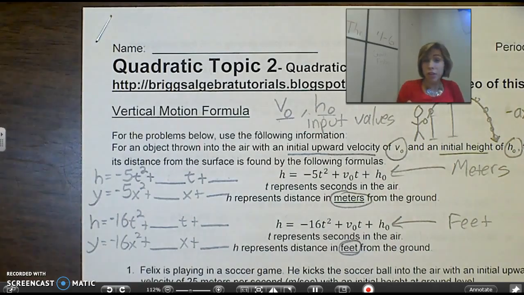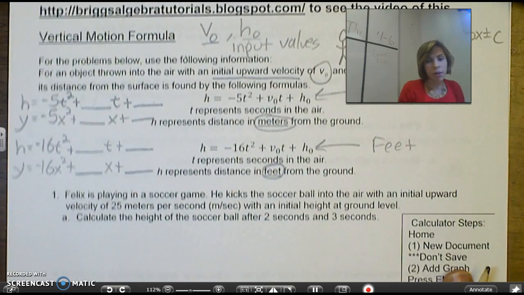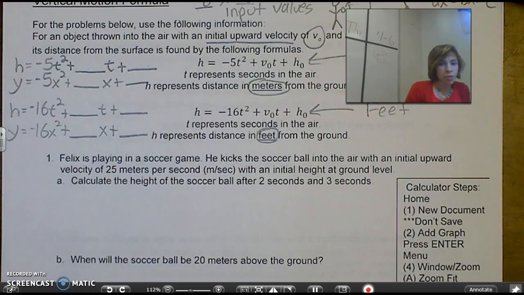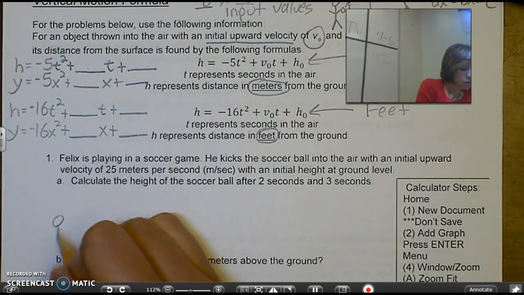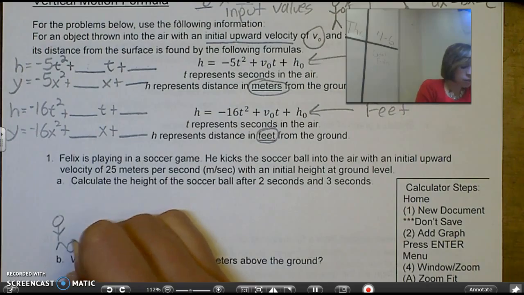Okay, so let's go ahead and find out if we can do this in a word problem. So let's look at the next part of this. It says Felix is playing in a soccer game. Okay, so he's playing in a soccer game. So let me just go ahead and draw a little person. He's playing a soccer game. He kicks a soccer ball. So he's going to kick this soccer ball.